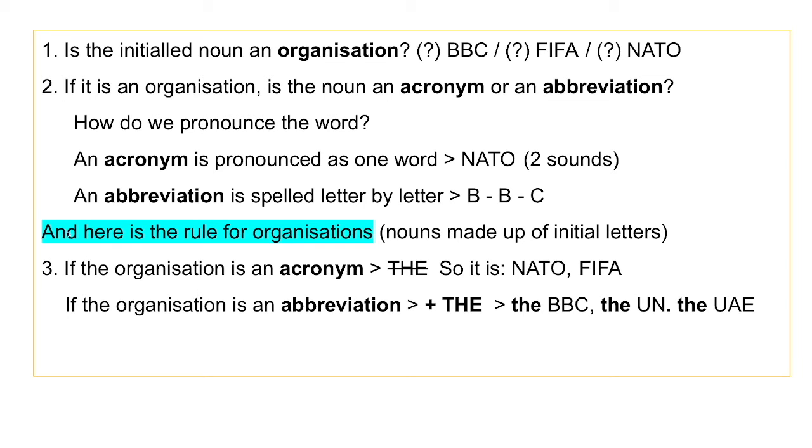And so here finally is the rule for organisations. If the organisation is an acronym, we do not use the. So the correct answer is NATO or FIFA. We sound them as one word. But if it's an abbreviation, we add the. So we say the BBC, the UN, the UAE.